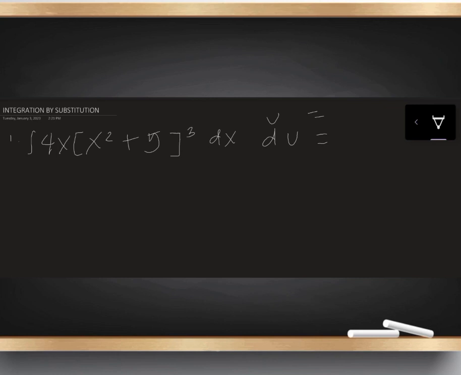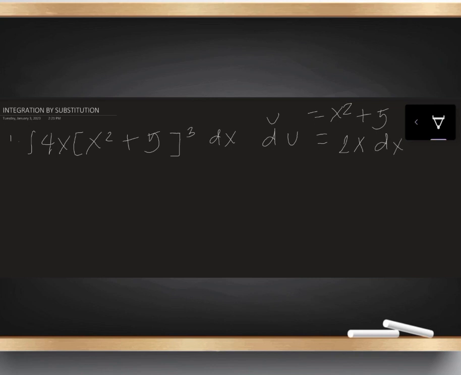Whatever we select as u, we have to get its derivative. If we use 4x as the u variable, its derivative is 4. Since the derivative is 4, we cannot cancel x squared plus 5 or the x in x squared plus 5. So we cannot use 4x as u. Instead, we will use x squared plus 5. So u will be x squared plus 5, and its derivative is 2x. So we will put dx.